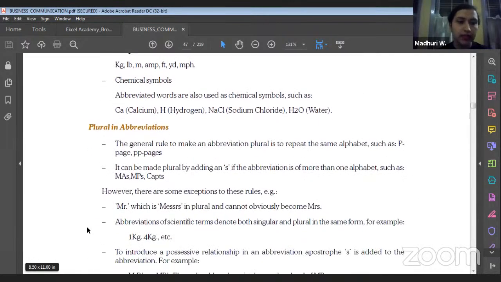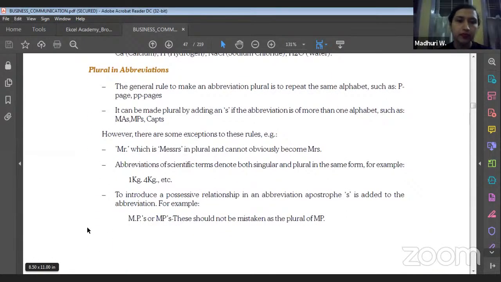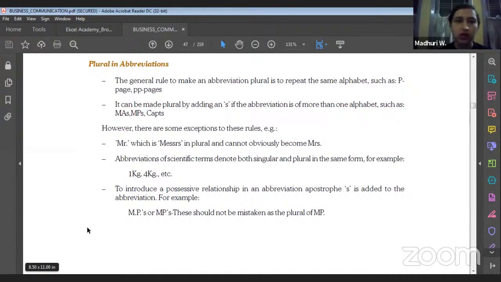Okay? Sometimes we can also have plurals in abbreviation. For example, the general rule to make an abbreviation plural is to repeat the same alphabet such as P for page, and PP is pages. MP is MPs with an S, captains with an S. Right? However, there are some exceptions. For example, if you're writing Mr., right, MR, which is Messrs., right? In plural, it cannot be MRS, right? That becomes Mrs. Again, you have to keep in mind all of these little aspects.